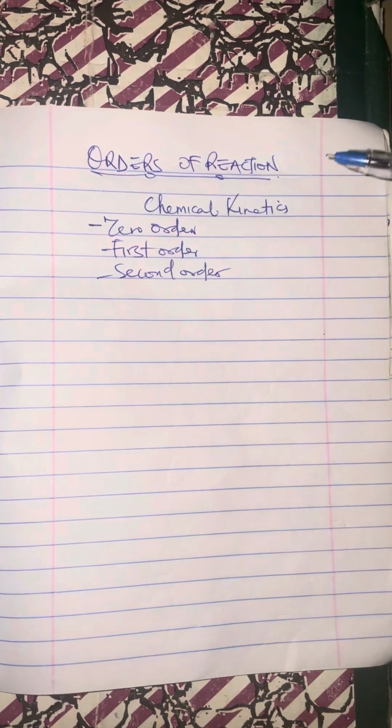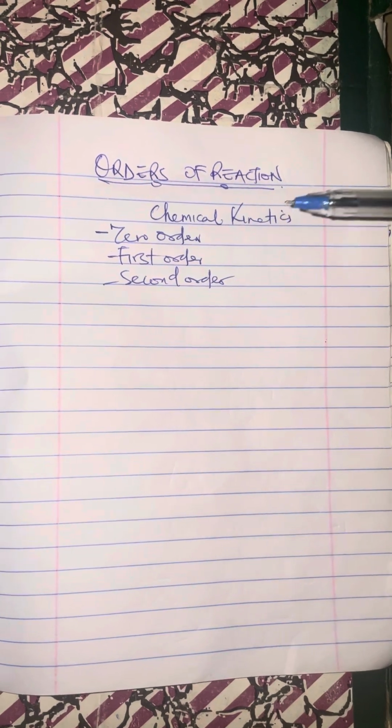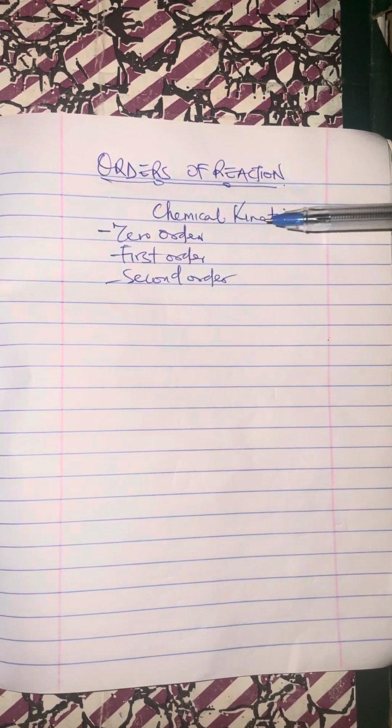Now, a zero order reaction is when the concentration is raised to the power of 0. Basically, a zero order reaction is telling us that the concentration is not influenced by the rate of the reaction, neither is the rate of the reaction influenced by the concentration. So what it means is that the rate of the reaction does not depend on the concentration of the reacting species in a zero order reaction.